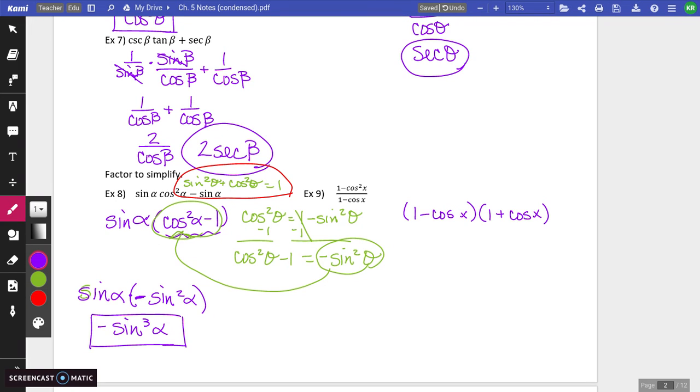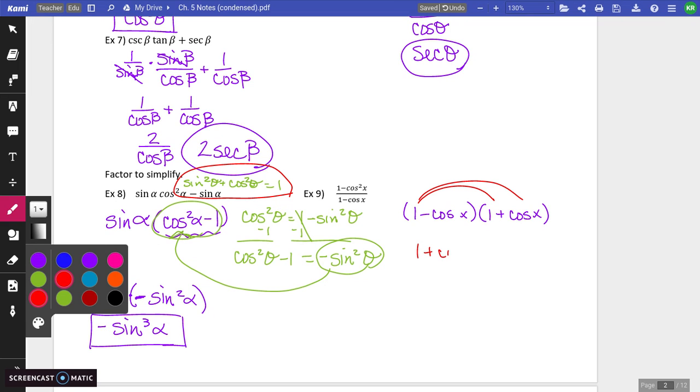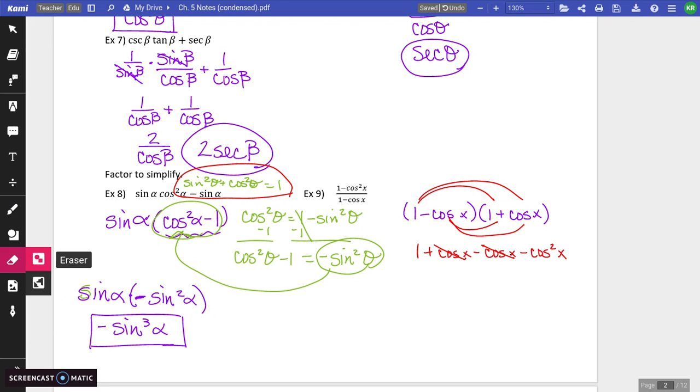If you want, we can distribute, FOIL that, put it together, and you'll see how this works. I'll do that real quick just to show you that it really does factor like that. My firsts is 1, outsides plus cosine x, insides minus cosine x, lasts minus cosine squared x. Plus cosine x minus cosine x cancel out, and then there's your 1 minus cosine squared. So it really does factor like that.